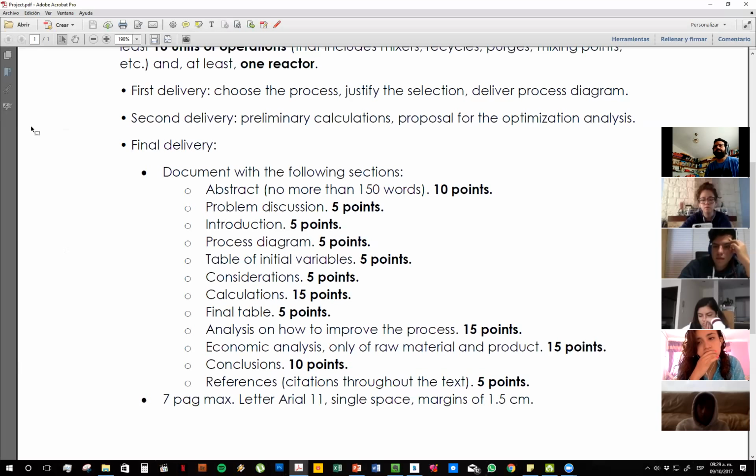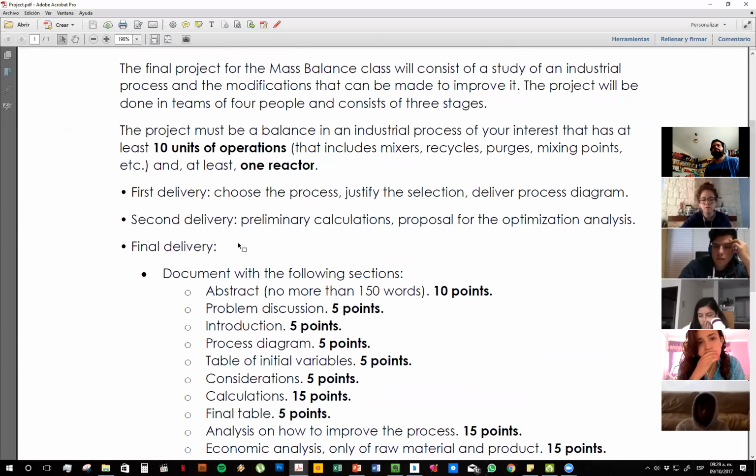Okay, so this is the document. You have this document already on Blackboard. So the first delivery, this one over here, is for this Thursday before the class, before 8:30, right? The assignment space in Blackboard is already there, so you can upload it anytime you want before Thursday at 8:30. You can do the teams however you like.